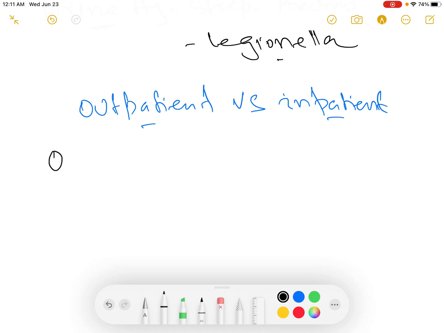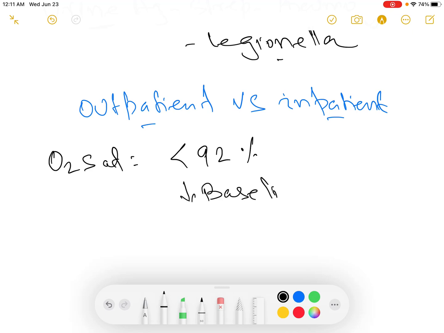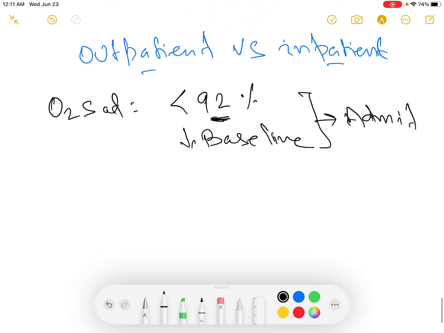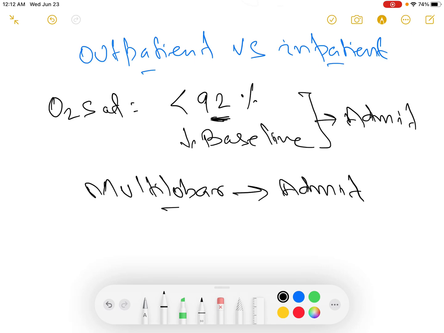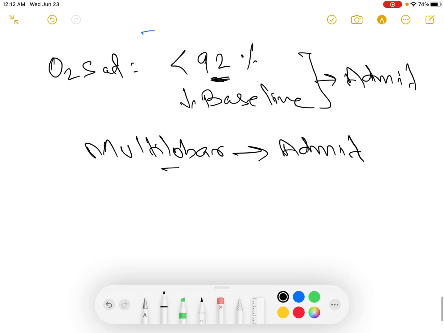One among them is the O2 sat. If the O2 sats are less than 92% on room air, or any decrease from the baseline, the 92% is the key here, then in this case, you want to admit the patient. If the patient has a multi-lobar pneumonia, you want to admit the patient.